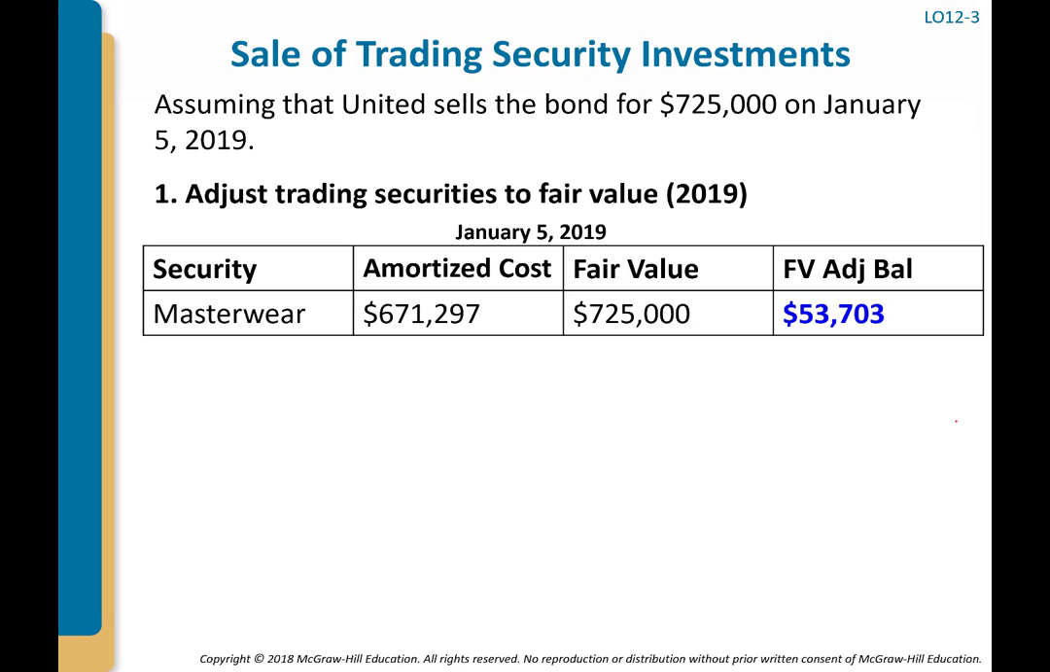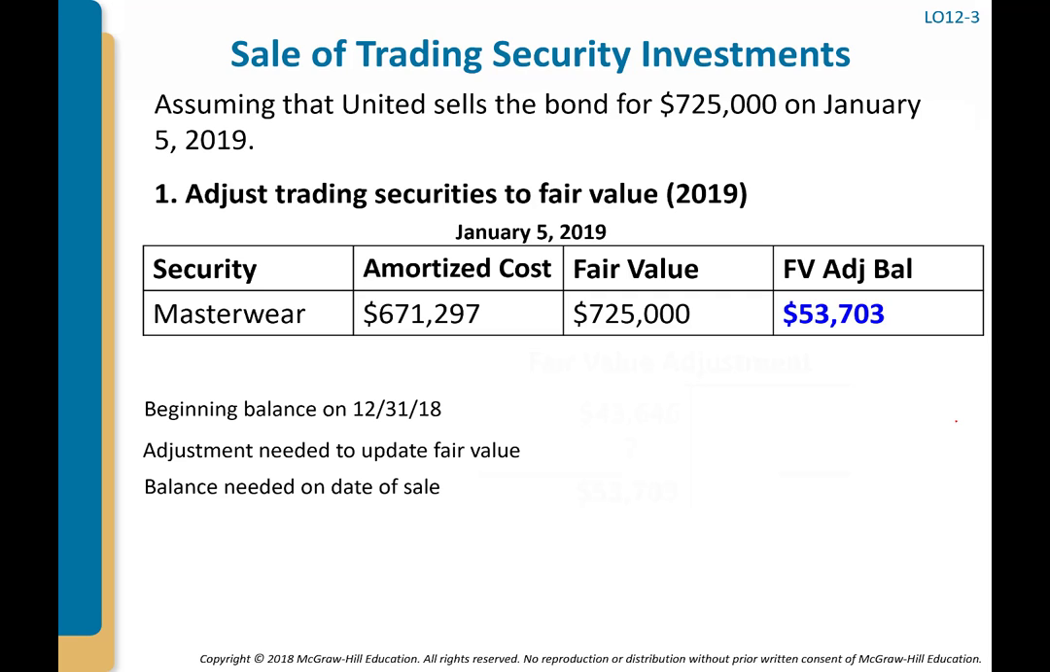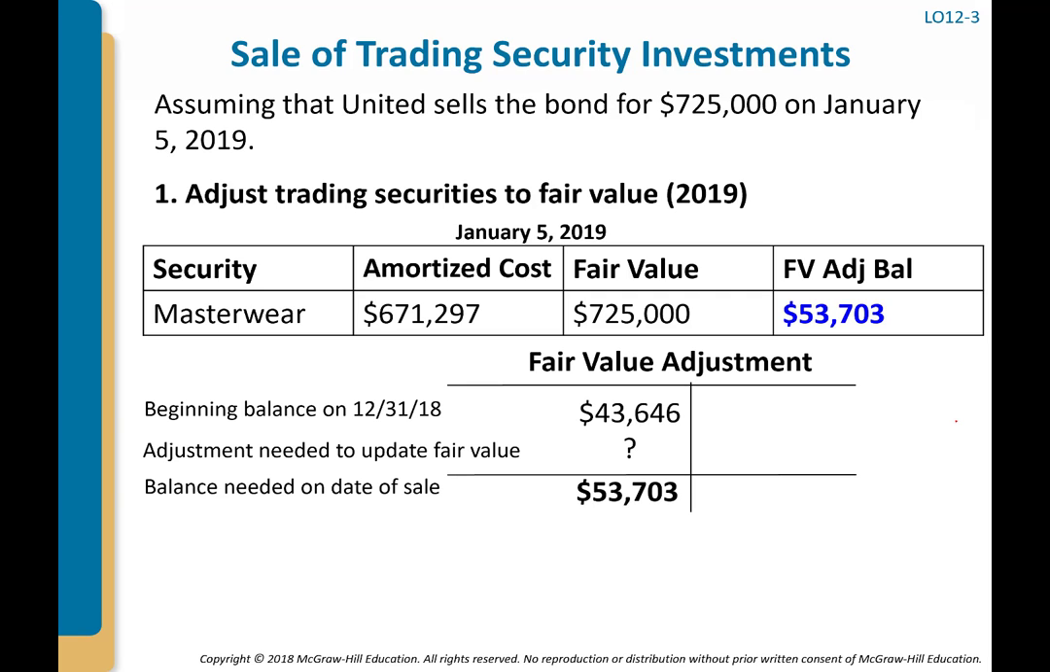Right now, the fair value adjustment account has in it 43,646. Okay. But we want it to be what? 53,703, don't we? So we're going to debit it by enough, 10,000 something, to bring it up to that 53,703. And that's exactly what they wrote here.